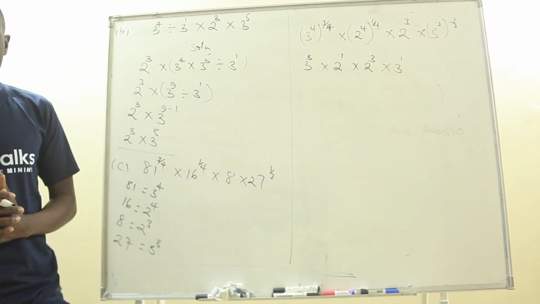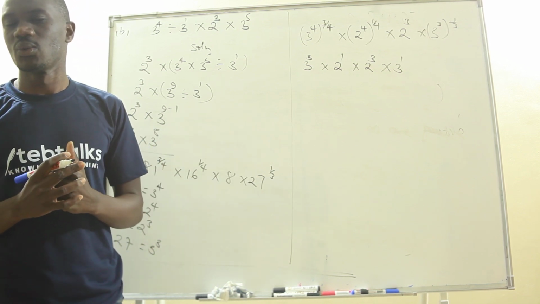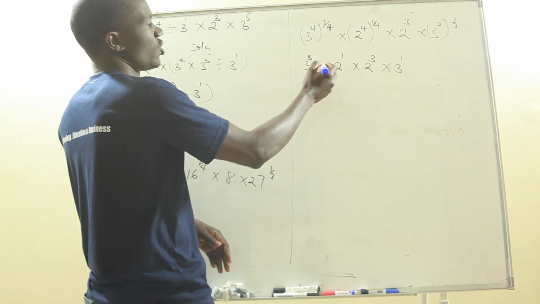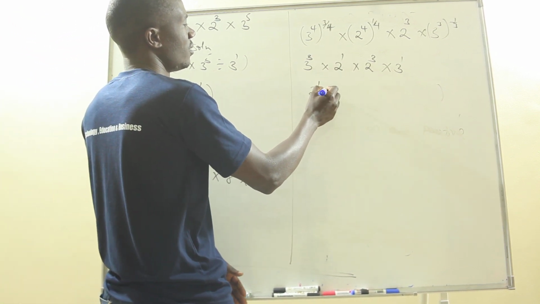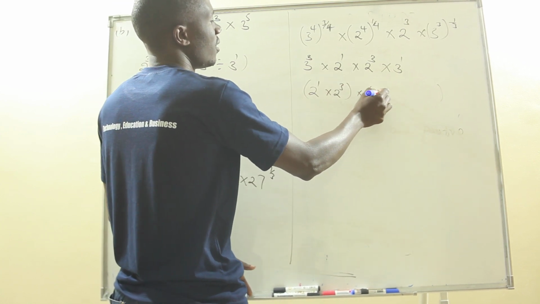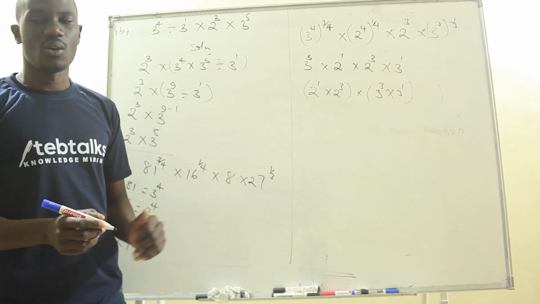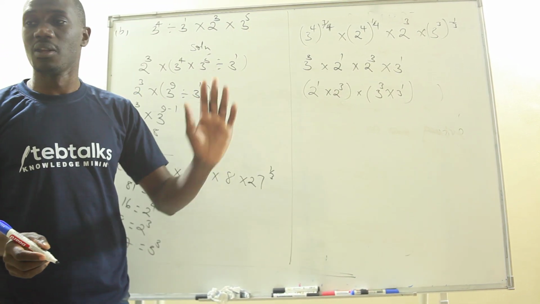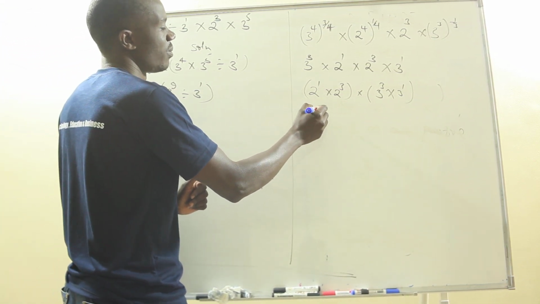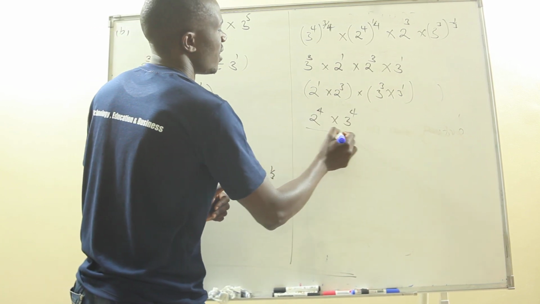What do we do? Those with similar bases, bring them together, and those with no similar bases, put them aside. So we're going to have 2 power 1 times 2 power 3, again times 3 power 3 times 3 power 1. Here you can see, when you're multiplying numbers of the same base, what do we do? We add the powers. So this becomes 2 power 4 times 3 power 4.